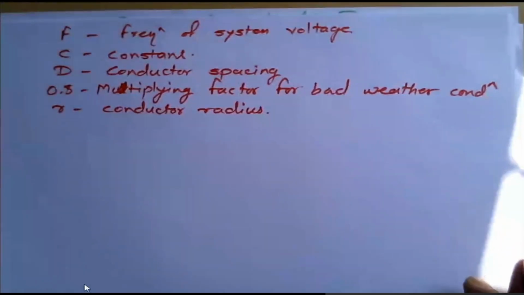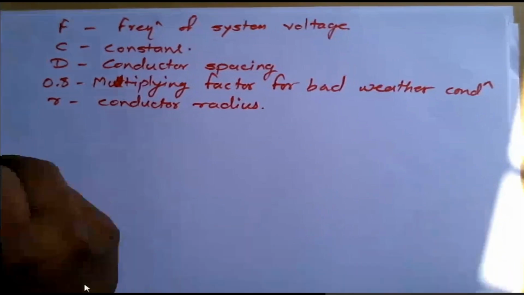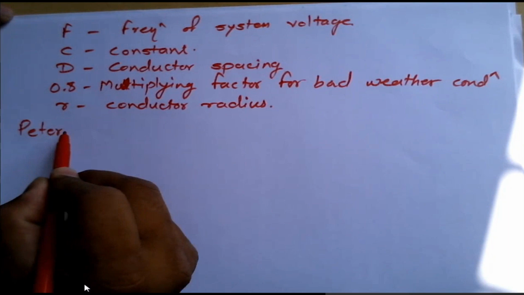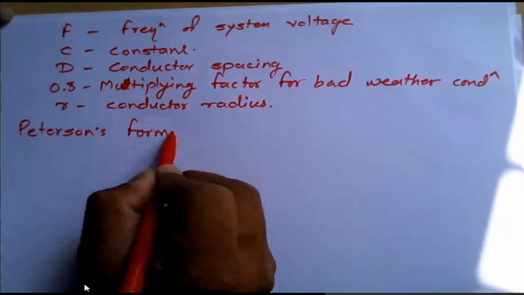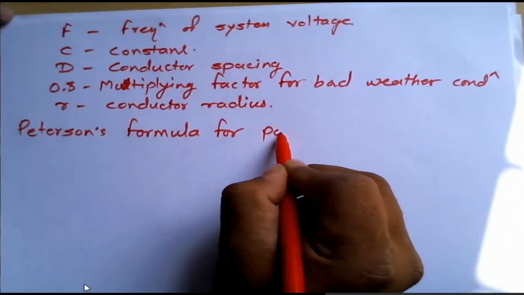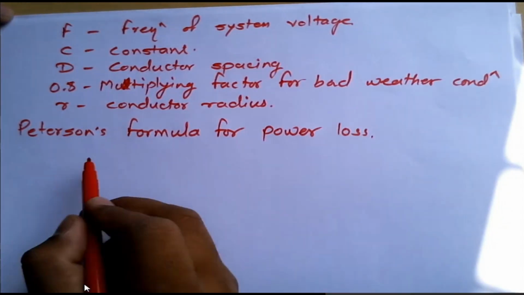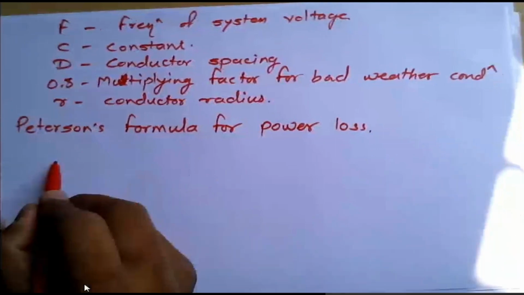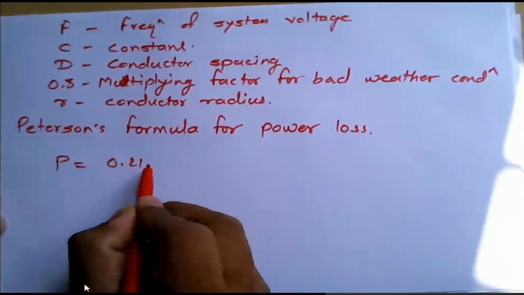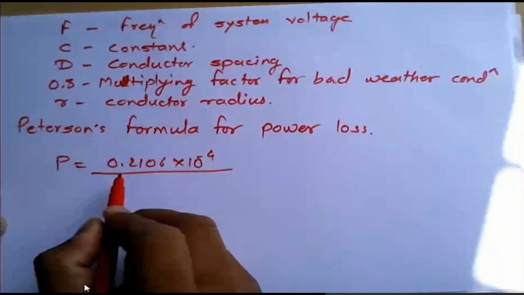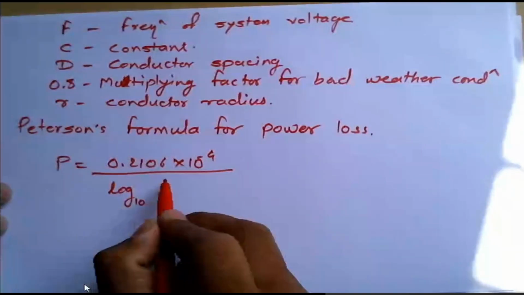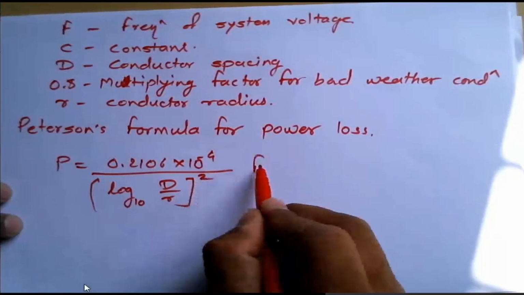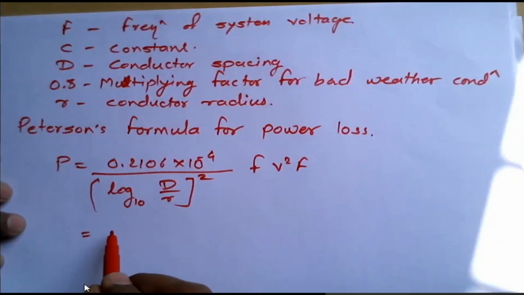So this is Peek's formula, and the second formula is defined by Peterson's formula for power loss. This is also defined for fair weather condition and corona loss for a single circuit, single phase line. It can be derived as P equals 0.2106, note it down, into 10 raised to minus 4 divided by log to the base 10 of D upon r, whole square, into small f, V square into F. D is the distance between two conductors, and r is the radius.